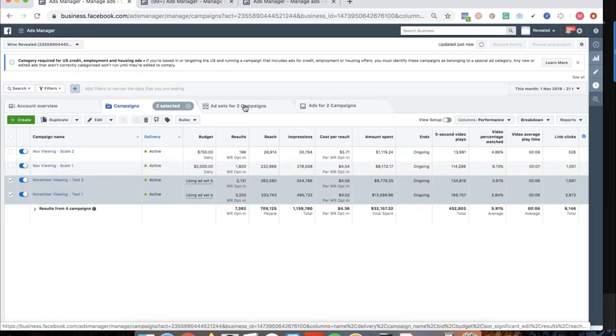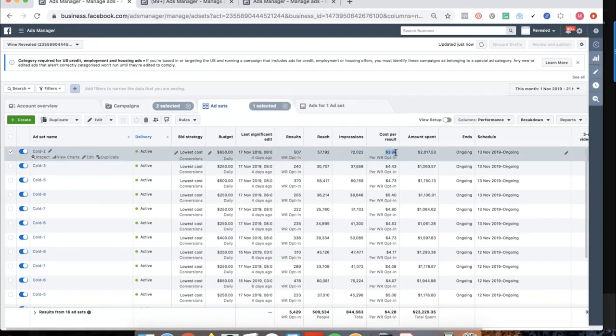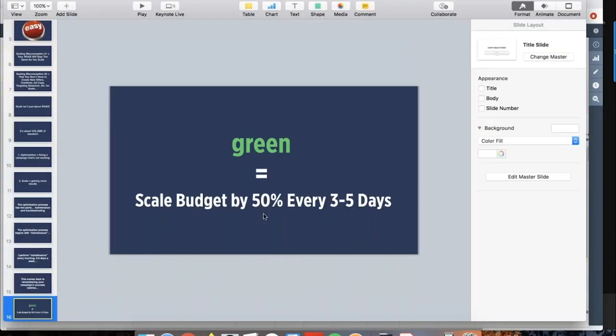Because these budgets are set at the ad set level, I'm going to be making the decisions here at the ad set level. So I would go through, you can see this one's already at 650 bucks a day. That's because this cost per result has stayed below the $4 mark. I've increased this budget a few times now, right? And as you see on this slide, I recommend increasing a budget of an ad set or campaign that's green about 50% every 3 to 5 days.